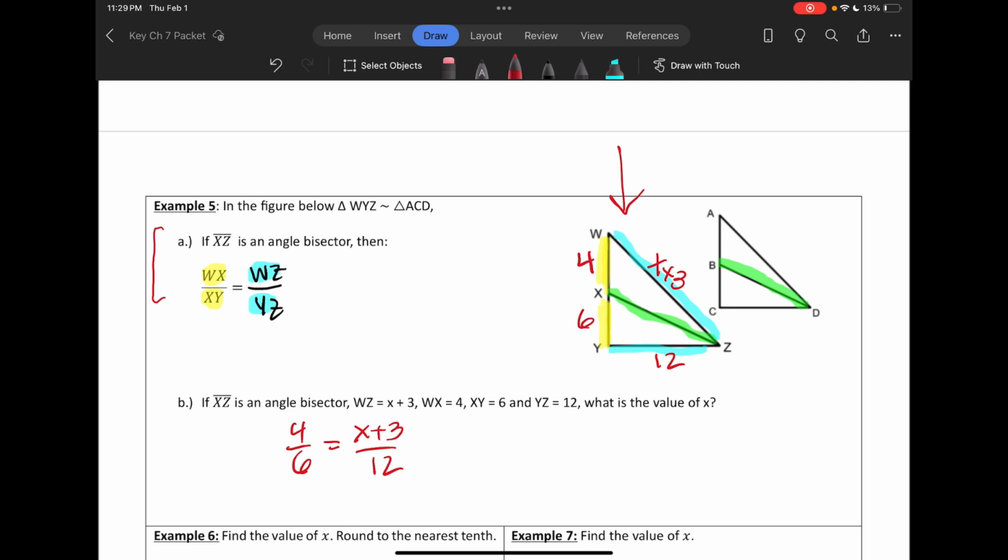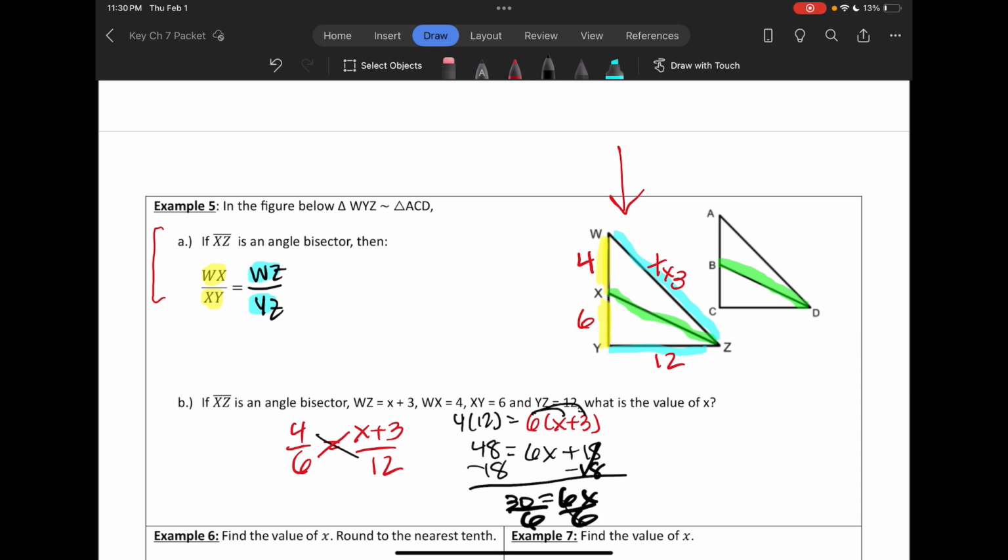If they're asking us what is the value of x, we have to cross multiply. So this would be 4 times 12 is equal to 6 times x plus 3. From here, when we work it out, 4 times 12 gives us 48. That's equal to 6 times x is 6x, and 6 times 3 is 18, so plus 18. We would subtract 18 on both sides, and 48 minus 18 gives us 30, so 30 is equal to 6x. Last step, divide both sides by 6. We get that x is equal to 30 divided by 6, which gives us 5. So x is equal to 5.